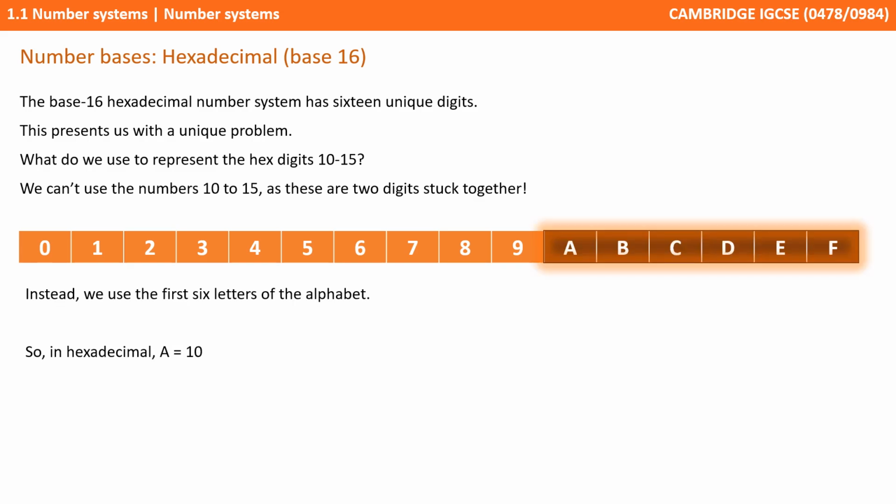Well, we simply choose to replace digits 10 to 15 with the alphabetic letters A through F. So in hex, we have 16 unique digits representing 0 to 15. 0, 1, 2, 3, 4, 5, 6, 7, 8 and 9, and then A representing 10 from decimal through to 15 for F.